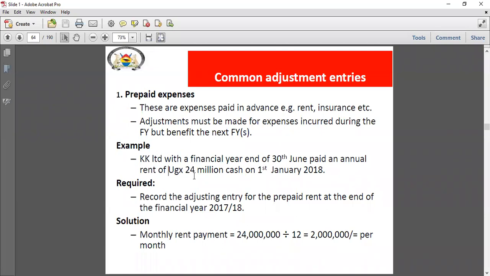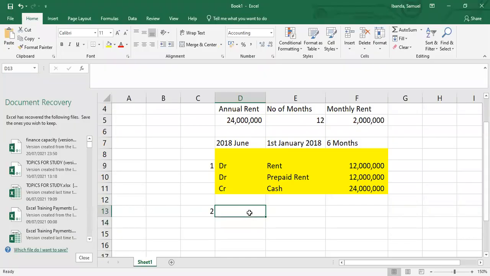Now, if this is an adjusting entry, like the way they are calling it here, like they're saying record an adjusting entry, and this happens so much. They give you a trial balance, and then they give you additional information. Now, what happens in this case is that if that comes as an adjusting entry, it means that initially this is what was done.